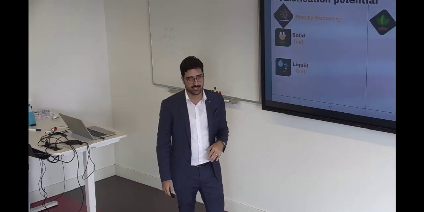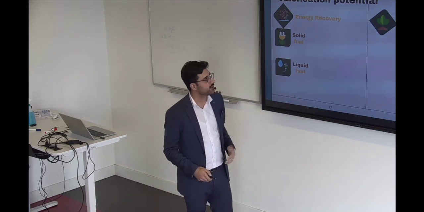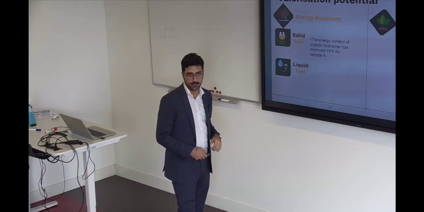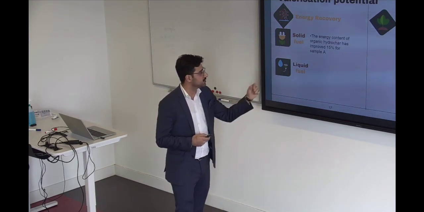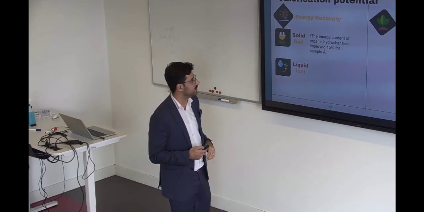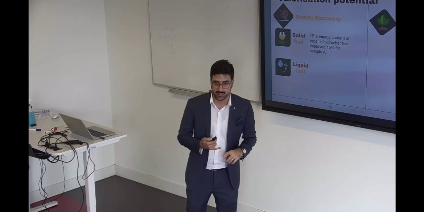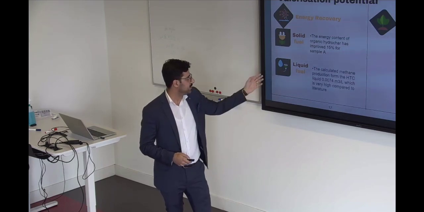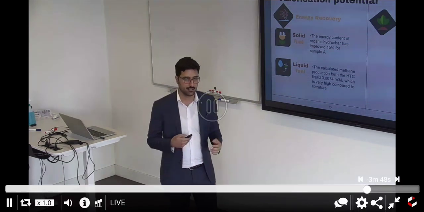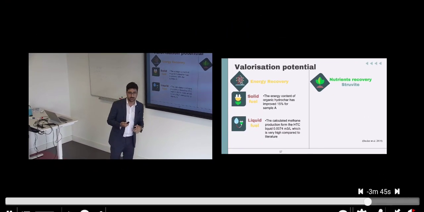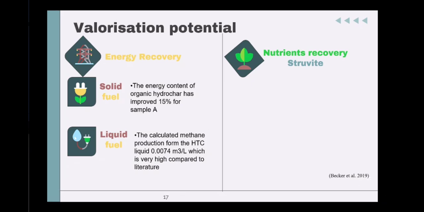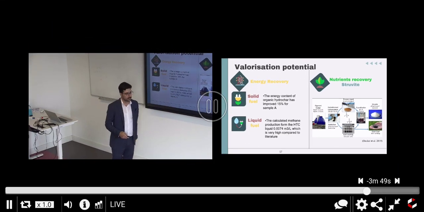So the potential for valorization is through energy recovery and nutrient recovery through struvite. Firstly is the solid fuel potential for valorization. For sample A, it is calculated that the hydrochar has improved in heating value by 15% from the raw sludge, and for the liquid fuel, the calculation estimated it would produce 0.0074 cubic meter of methane per liter of HTC liquid. And this is based on a journal and study that was done.